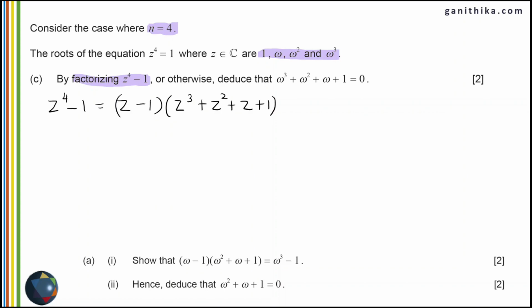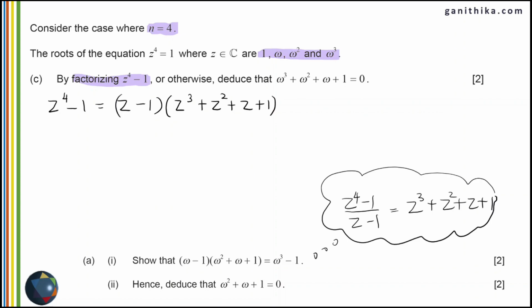So the pattern is you have to write z power 4 minus 1 as a product of z minus 1 times a cubic polynomial. In order to find the cubic part of the factors, you can divide z power 4 minus 1 over z minus 1 using the polynomial division method. You can find that the second factor is going to be z cube plus z square plus z plus 1. And this is very simple because it follows the pattern from question A.